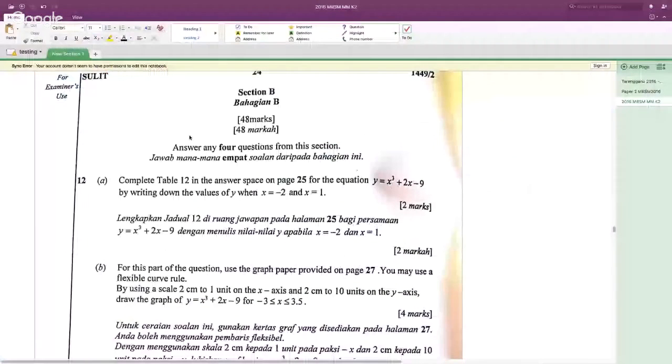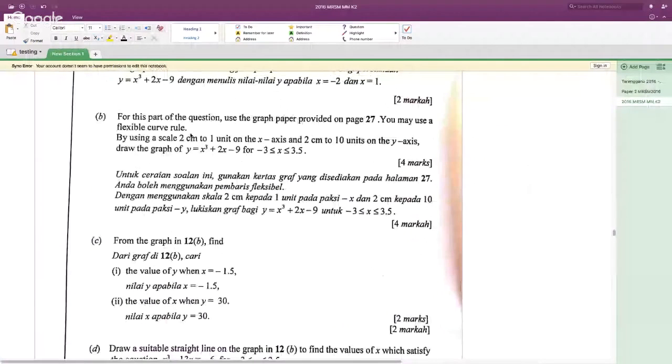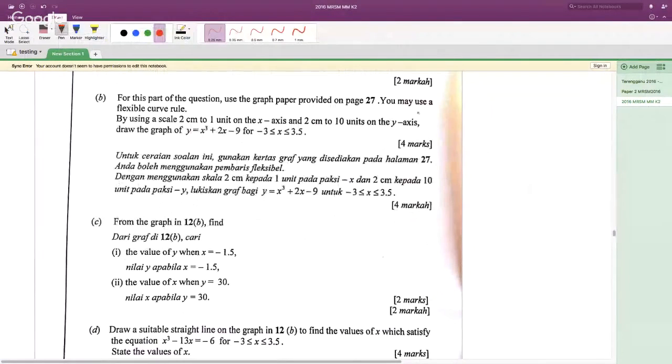Okay, so we've done part A, then we'll go to part B. Part B, basically they ask you, from your graph, the x-axis is 2 cm for 1 unit for x, so that means you have something like 1, 2, 3. And then the y-axis is 2 cm for 10 units, so you have 10, 20, 30 for your y-axis. All right, so then you're going to plot all the coordinates and draw it out, and after you draw it out, I believe you will have a graph which will look like this.